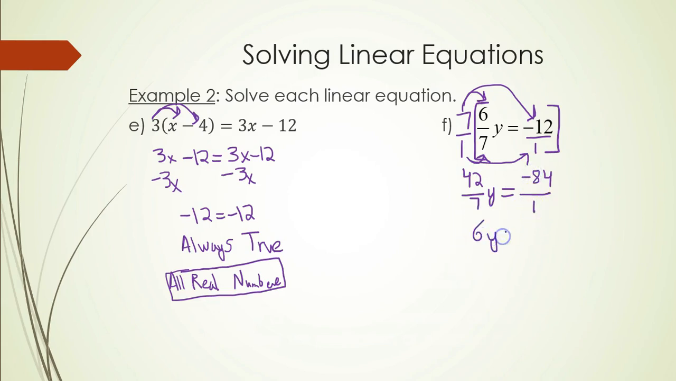Simplifying gives me 6y equals negative 84. We want y by itself, but you're multiplying by 6. Divide both sides by 6 to get y equals negative 14.